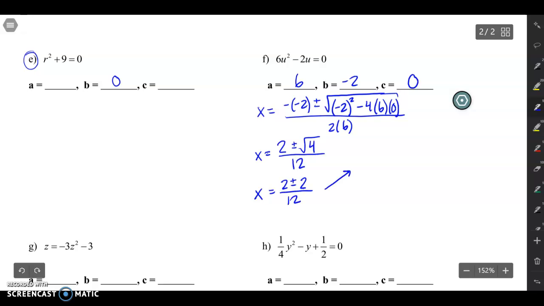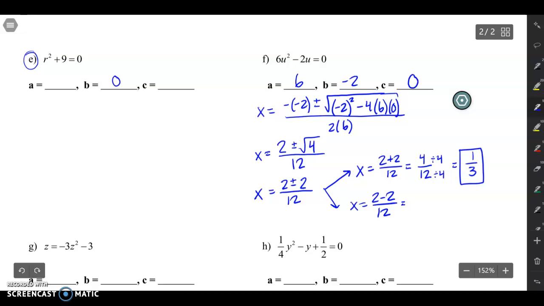So I'm going to separate this into two problems. I have x equals 2 plus 2 over 12, and x equals 2 minus 2 over 12. Okay. We'll simplify this first one first. So 2 plus 2 is 4 over 12, so the fraction 4/12. I can simplify this fraction by dividing the top and the bottom by the same number. In this case, I'll choose 4, and I'll get 1 over 3. So 1/3 is one of my answers. 2 minus 2 is 0 over 12. 0 over any number is just going to be 0. So 0 is my other answer there.